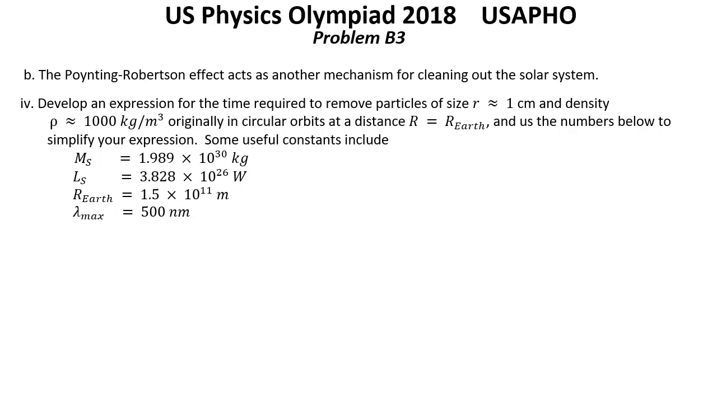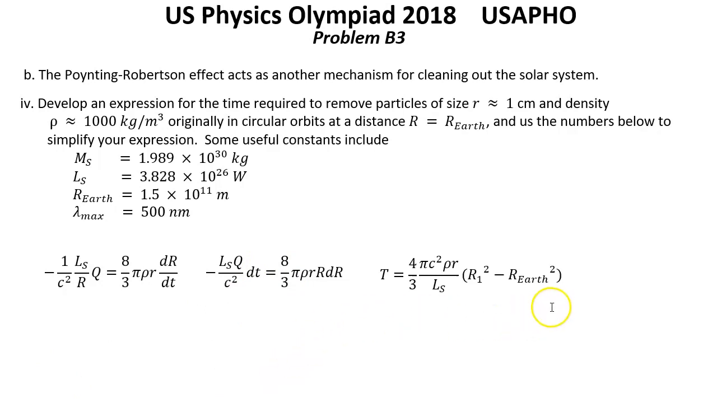Solution. We have a differential equation like this. So if we split the expression and integrate, we have time equal to this expression. So if we know at what distance we have to remove the particle from the Sun, we can put it in instead of R1 and calculate the total time. That's the solution for question 4. And that was the solution for the total problem B3.